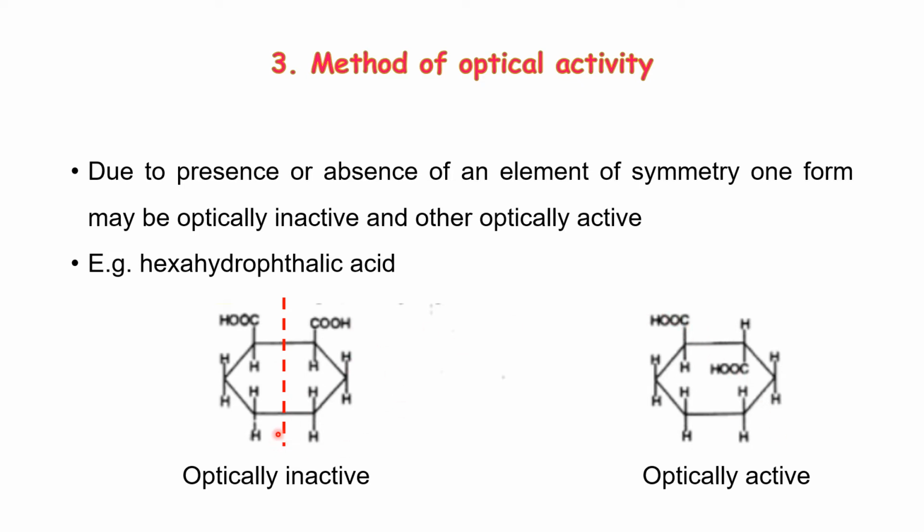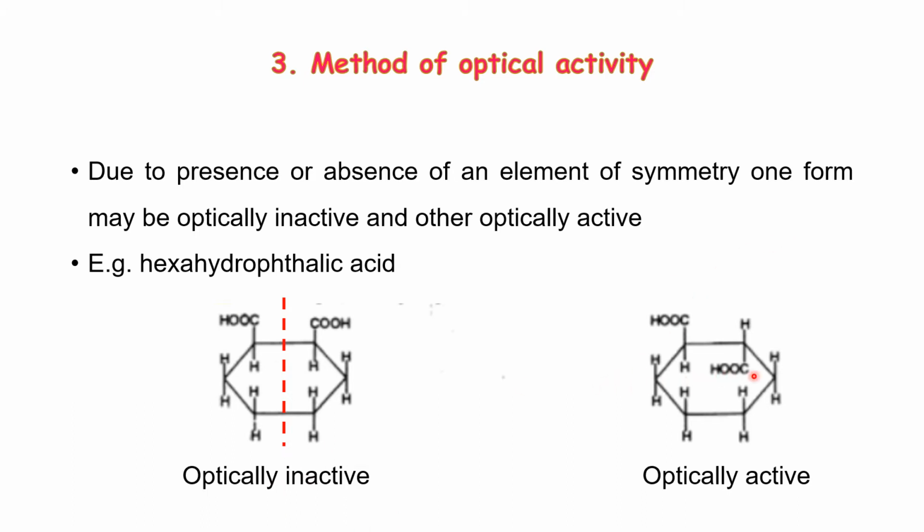So in case of cis isomer, if I draw a plane which is dividing both the sides into equal halves, this is the mirror image of this side. If I draw it here, these two mirror images won't match. So cis isomer here possesses plane of symmetry. So it is optically inactive.